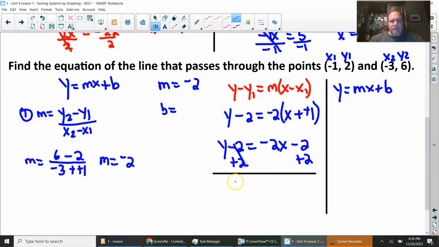The 2's cancel out. The y comes down, equals negative 2x. The negative 2 and the 2 cancel out to 0. You could put y equals negative 2x. That was the first method.